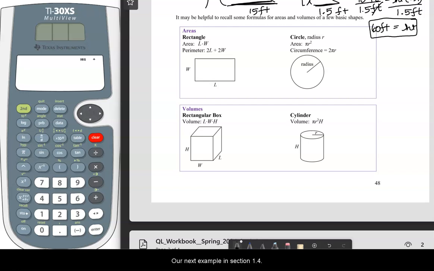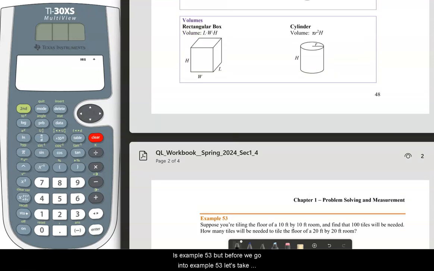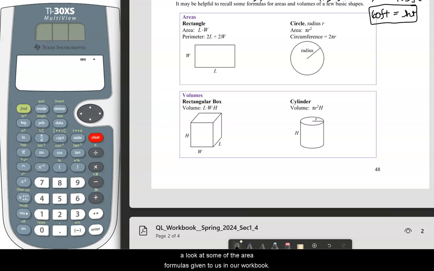Our next example in section 1.4 is example 53. But before we go into example 53, let's take a look at some of these area formulas given to us in our workbook. We have the area and perimeter given to us for a rectangle, the area and circumference for a circle, and the volumes for rectangular boxes and cylinders.